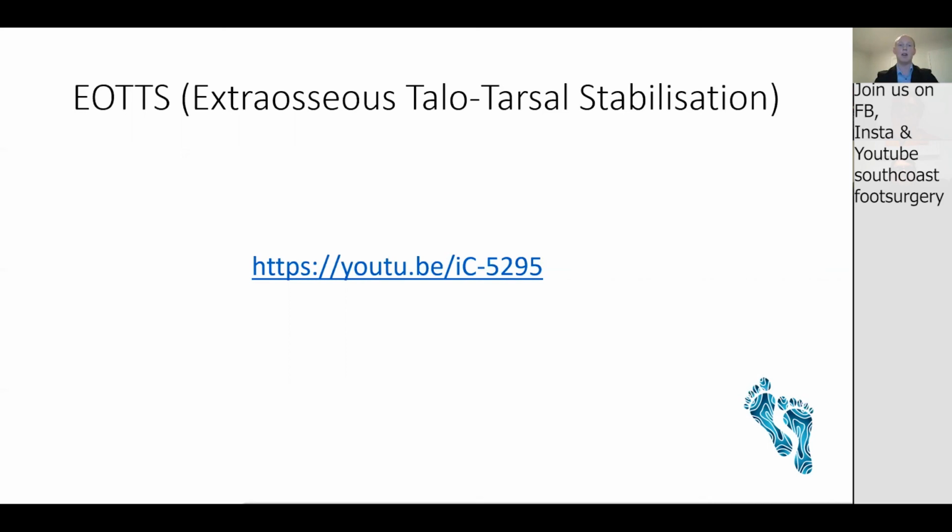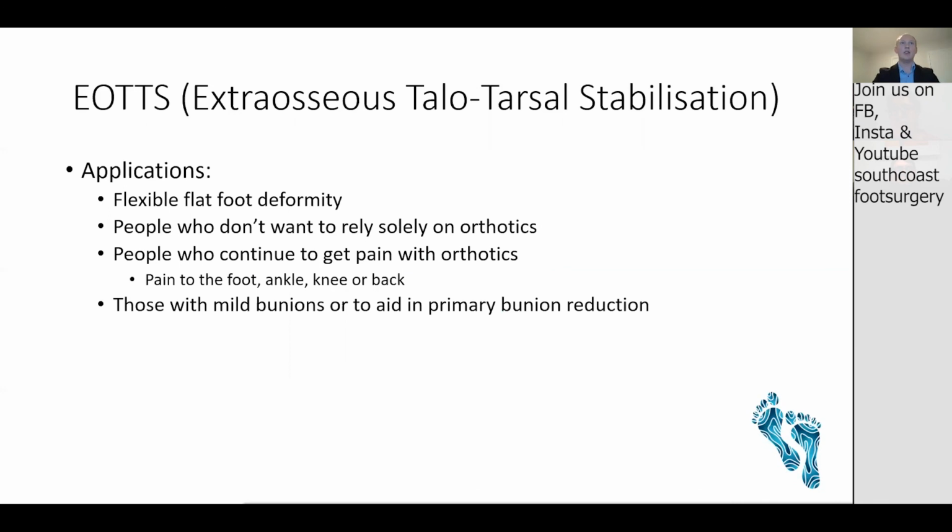And as mentioned, we're able to remove that if needed. And a lot of the time we're able to maintain that correction due to the more structurally sound ligament tendon forces in that area. So the applications are really for that flexible flat foot deformity. When we start to have moderate to severe arthrosis of the subtalar joint, it's not going to be as effectively undertaken, and our outcomes start to decrease.